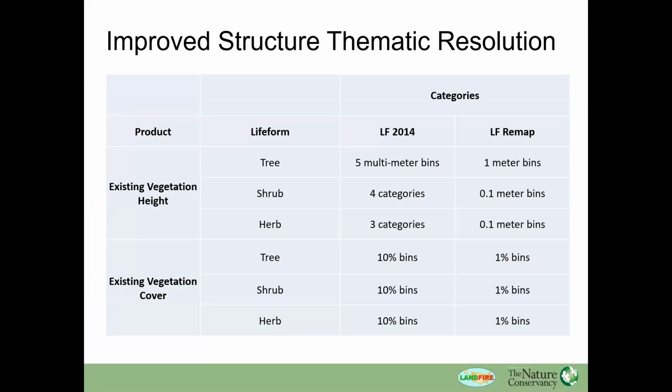One of the things we did was we improved the structure variables by increasing the thematic resolution. So in the original LANDFIRE and all the updates, we only had 5 bins of tree height. For instance, 0 to 5 meters, 10 to 15 meters, 25 to 50 meters, etc. Well, in LANDFIRE Remap, we're providing 1 meter height estimates instead of multi-meter bins. 0.1 meter for height on shrubs and grasses up to a certain height, not all the way up. Instead of 10% bins for existing vegetation cover, we're now providing those to you in 1% bins. So what does that mean?